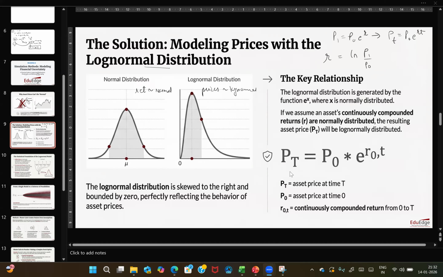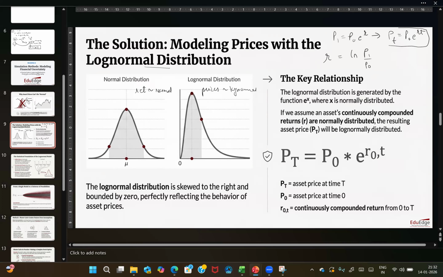Sorry. So essentially what we're saying is Pt is equal to P0 into e to the power RT, and that becomes the future price at time period t. So if I'm able to simulate R, I can find the price in the future, which is Pt equal to P0 into e to the power RT. P0 will be known, T will be known, R can be simulated. And if R can be simulated or if R is known, then the price at time period T will also be known.